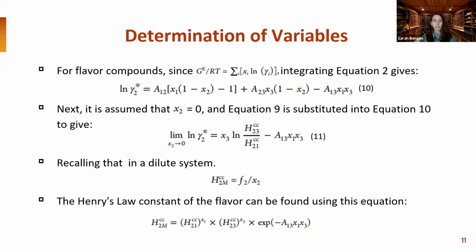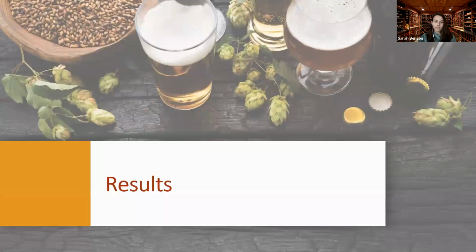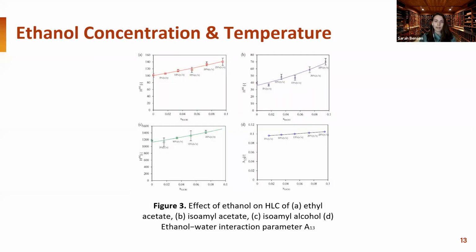And then the two assumptions are that the limit condition means the concentration goes to 0, and that can be manipulated in terms of the fugacity and the mole fraction in order to get the expression. So based on the results, we see that the value A13 plays a large role in contributing to the flavor profile, and at lower concentrations of ethanol, the influence is less.